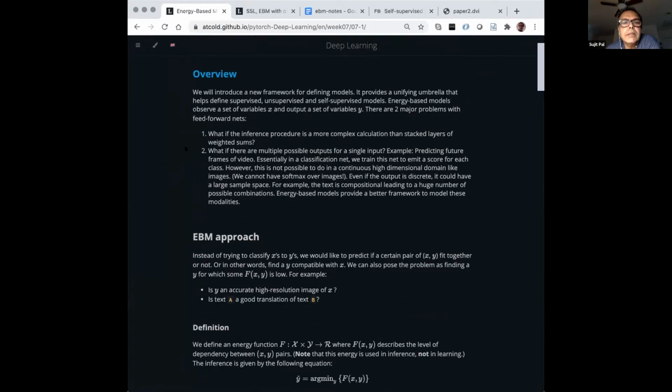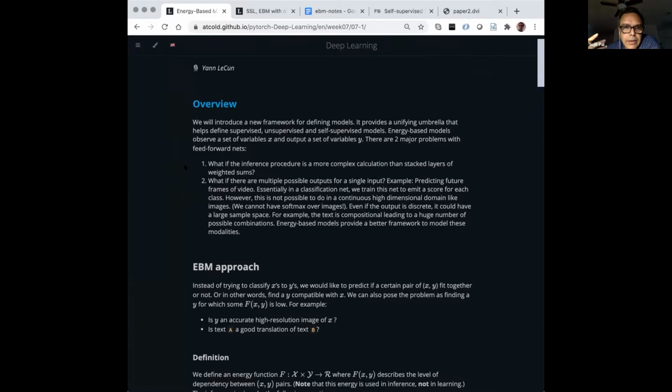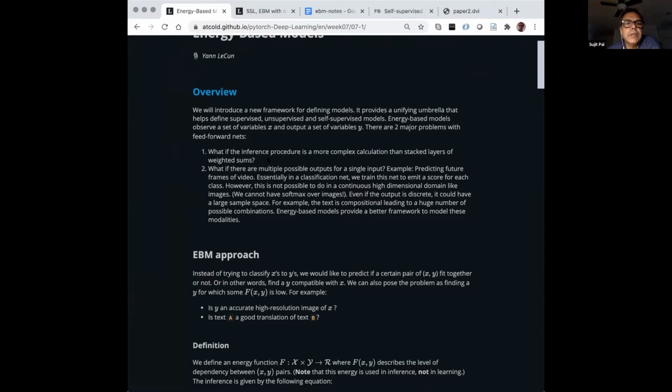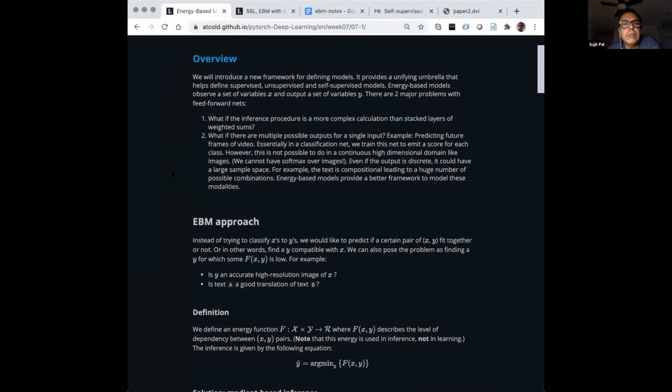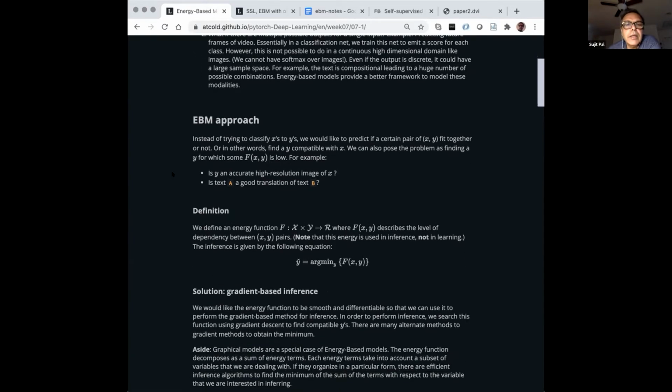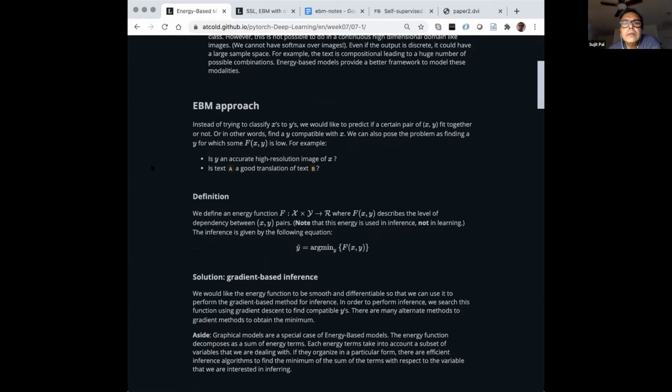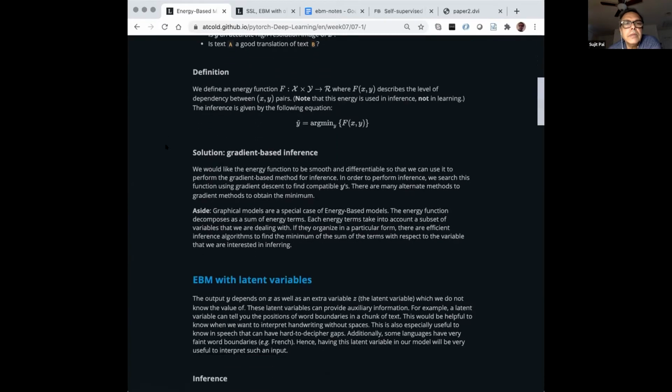And okay, so it says, what if the inference procedure is a complex calculation? There are various situations where feed-forward nets are not suitable. These are the two he's listed. What if the inference procedure is more complex? And what if there are multiple possible outputs for a single input, right? So he talks about an S-shaped manifold where if you clamp one of the variables, you could have multiple results on the points of the S, right? And okay, so this is basically what we already talked about.